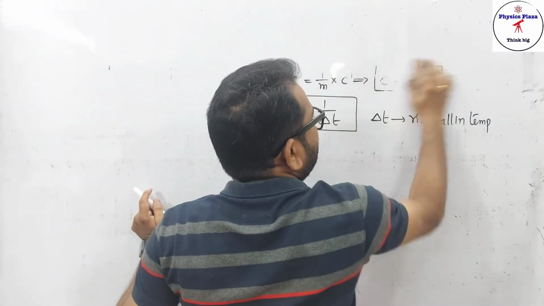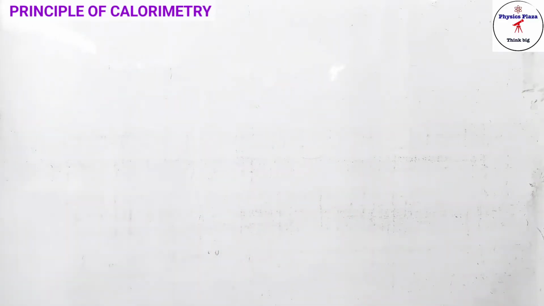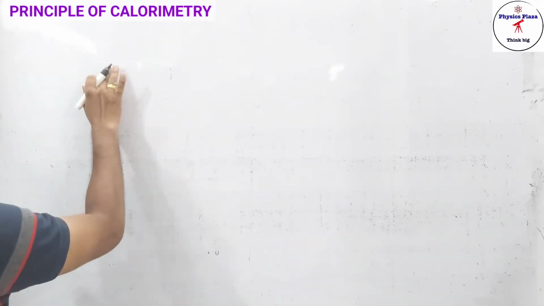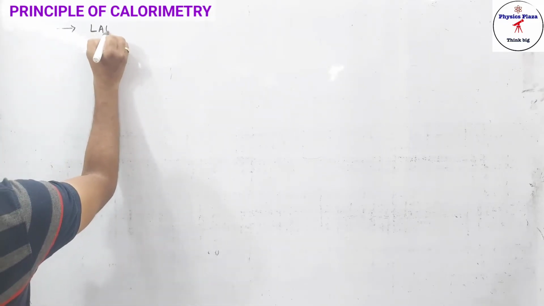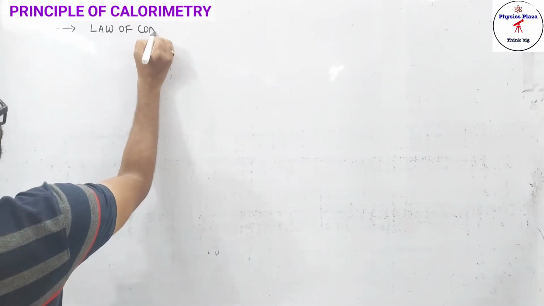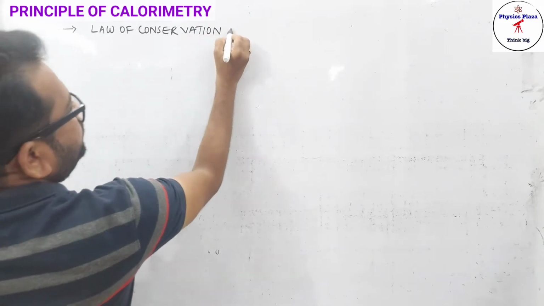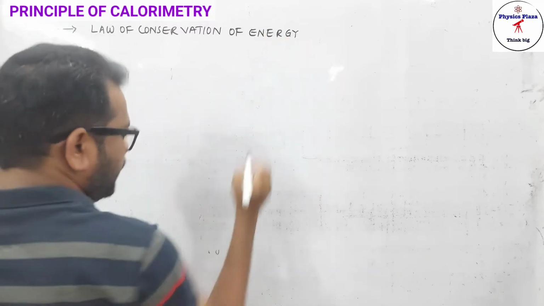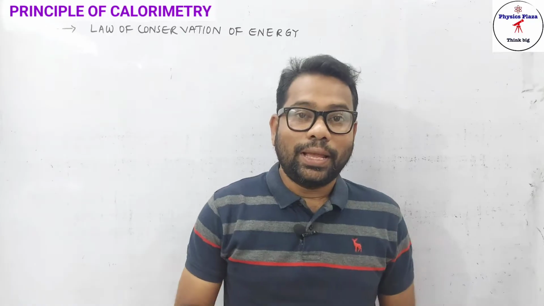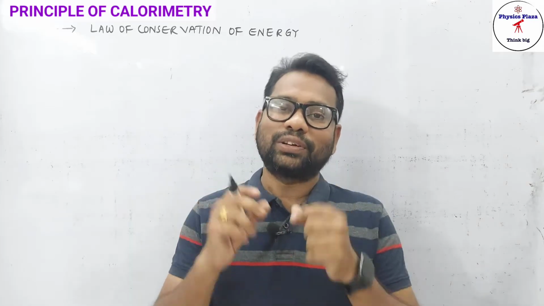Now children, one more important topic is the principle of calorimetry. Very, very, very important. What does it mean? The principle of calorimetry is based on the law of conservation of energy. Children, let us recall once again what the law of conservation of energy is. According to the law of conservation of energy, energy is neither created nor destroyed, but it can be transferred from one form to another form. Okay?